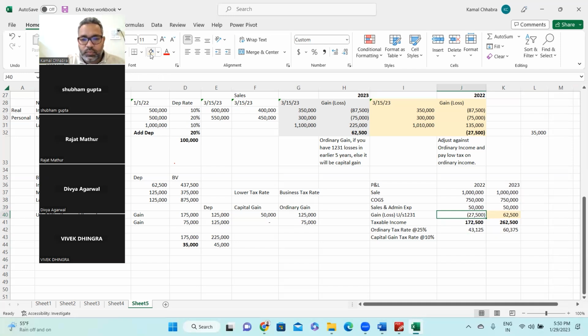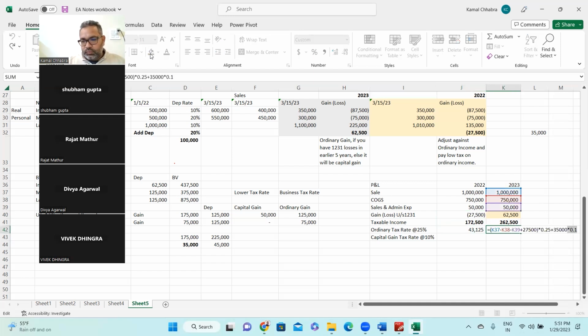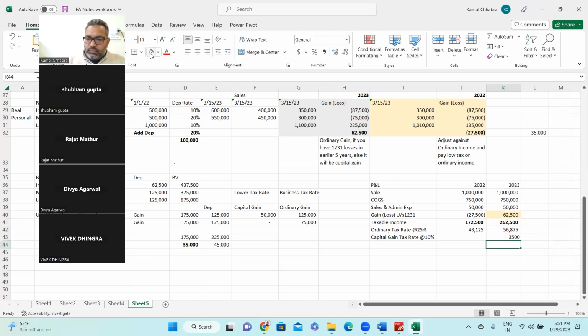ठीक है सर, ठीक है. Got it? इतना टिपिकल इन्होंने बना क्यों रखा है, मुझे समझ नहीं आ रहा है सर. It's just simple math.